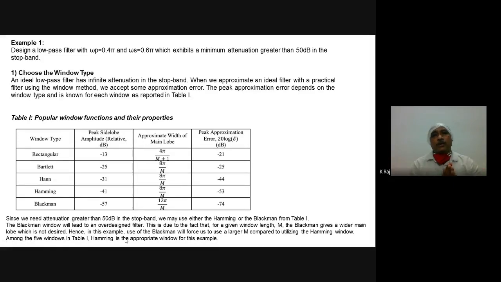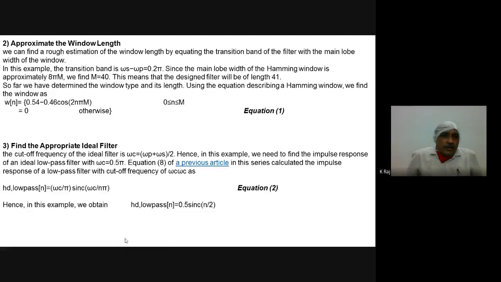Now we are coming to the point, that is the selection of the M. So here we approximate the window length. We know that the cutoff frequency of any filter will be equal to omega s plus omega p by 2, and we can find a rough estimation of the window length by equating the transition band of the filter with the main lobe width of the window here. In this example, what is the transition bandwidth?